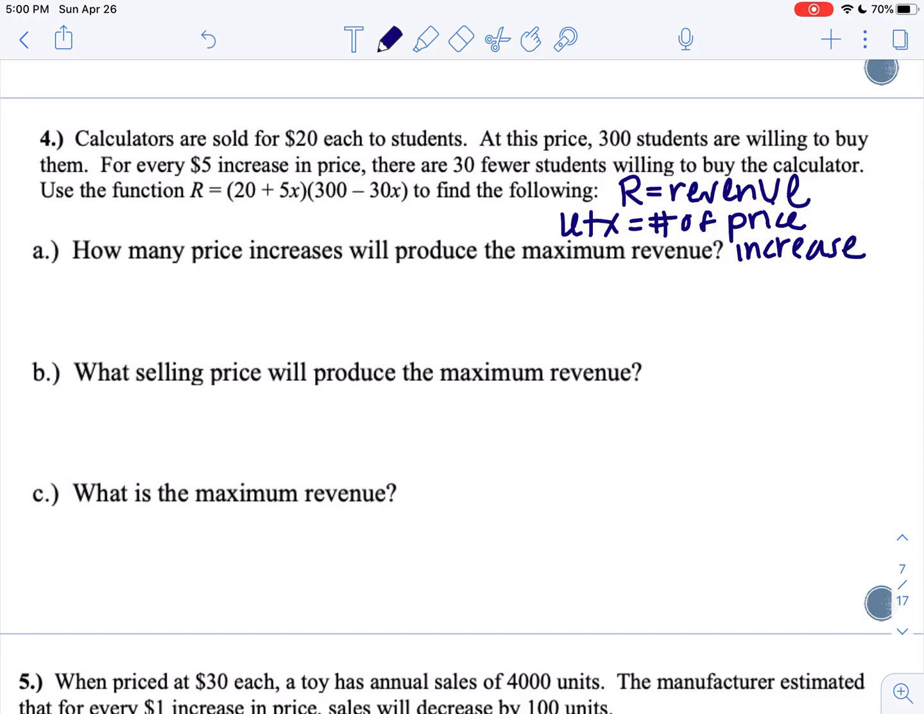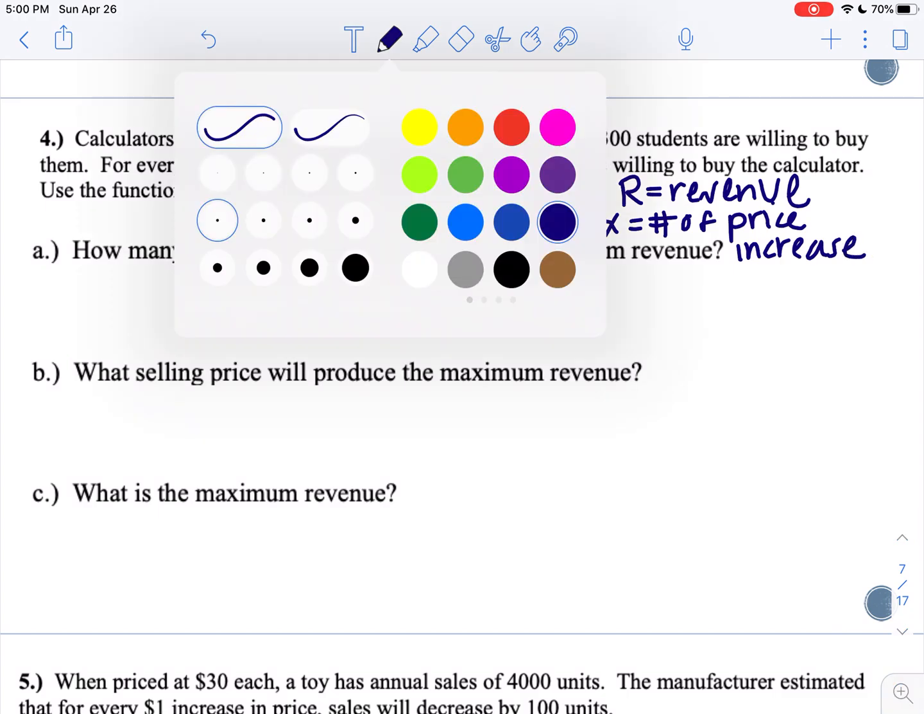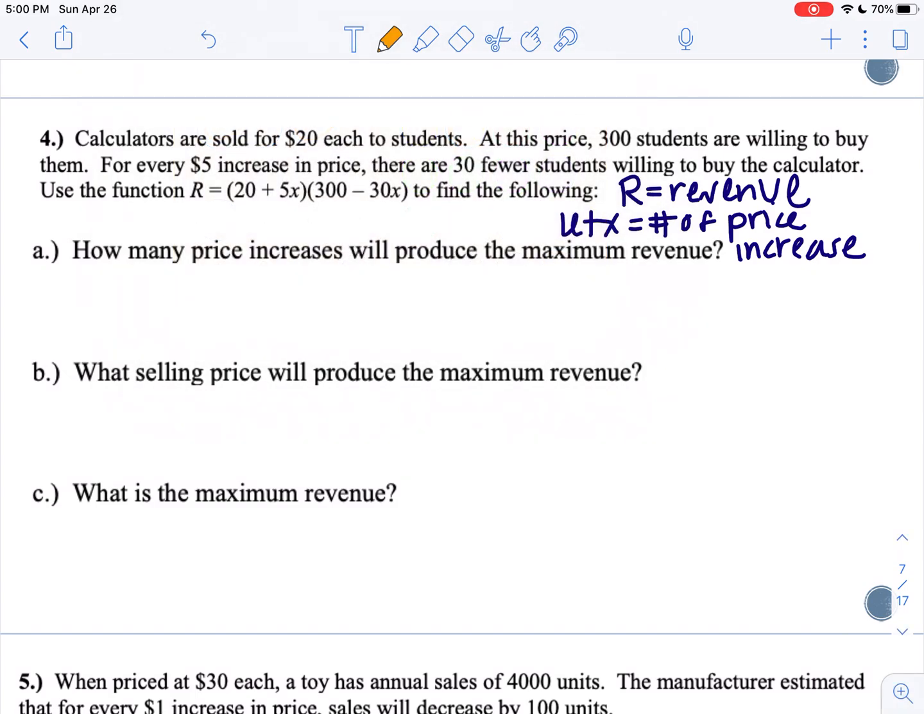Now let's actually dissect this function. I'm going to use two different colors here. We're going to start with orange. Calculators are sold for $20 each. In this first binomial, we have 20 plus 5x. That $20 represents how much the calculators are sold, and the 5x represents for every $5 increase in price.